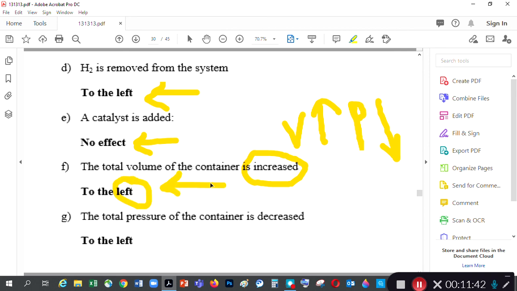Now look at the trick now. We are increasing the volume or decreasing the pressure, it's the same thing, correct? It will go again to the left. So that's what it says, so we have to watch for Boyle's Law here.